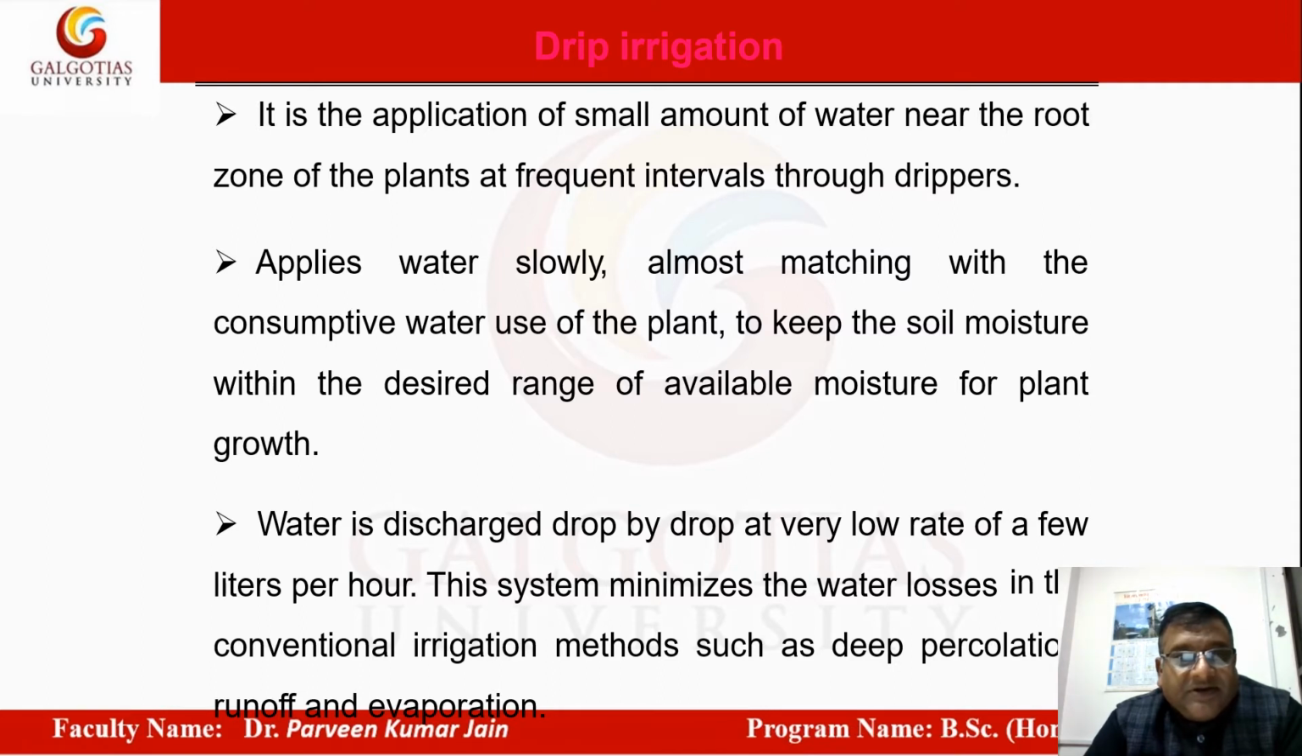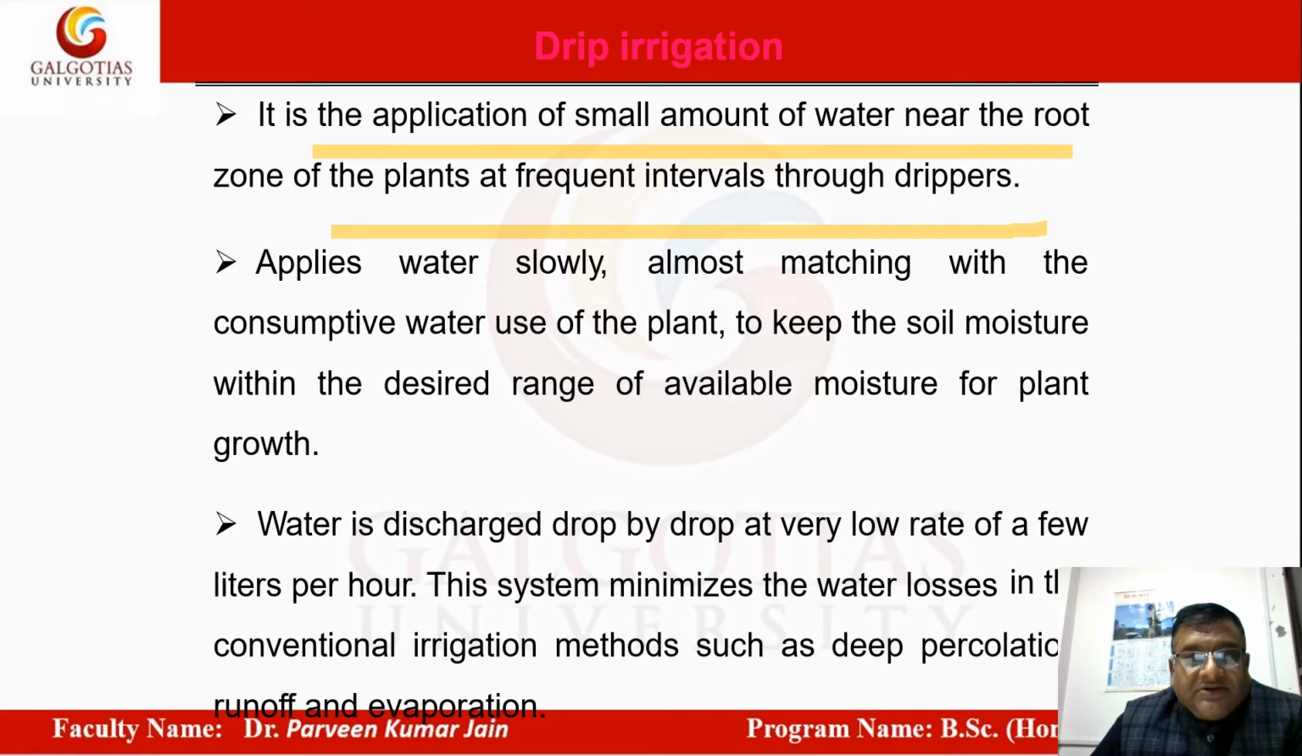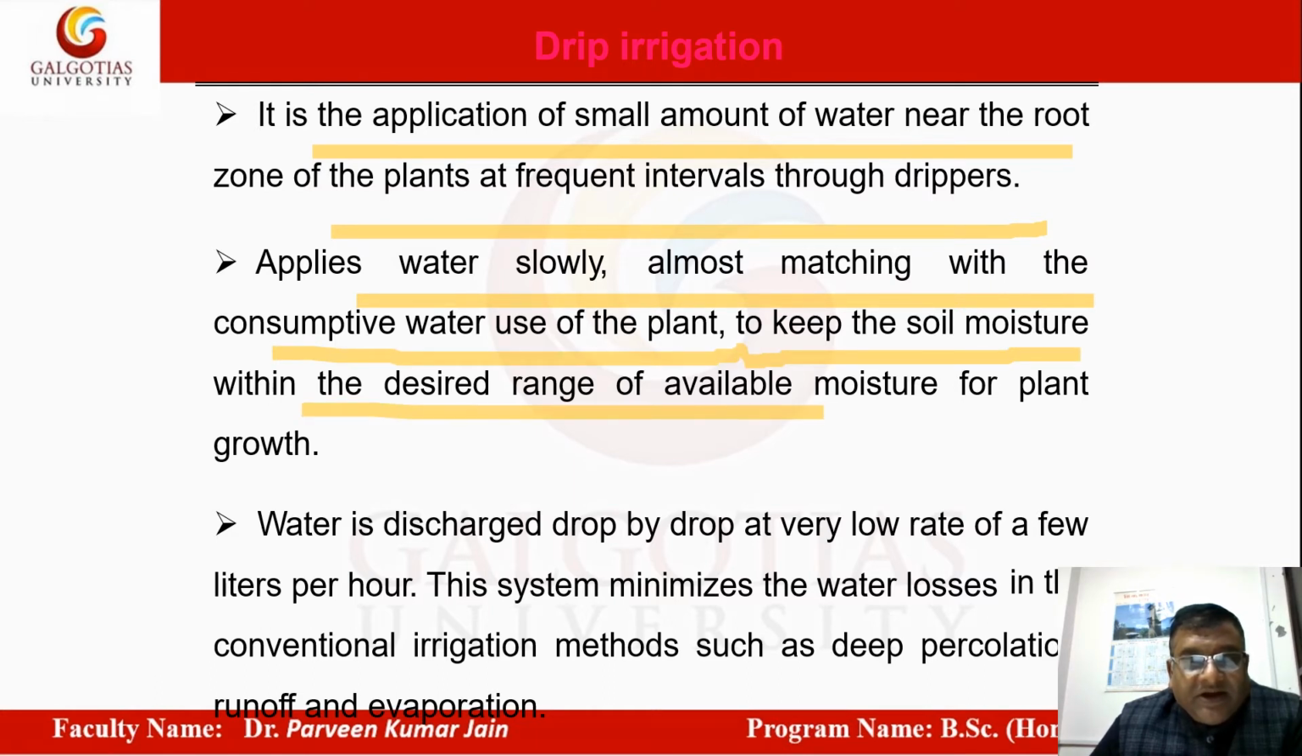Now, this is the application of a small amount of water near the root zones of the plants at frequent intervals through drippers. It applies water slowly, almost matching the water consumption of the plants, and keeps the soil moisture within the desired available range for growth. That is called the field capacity, FC.